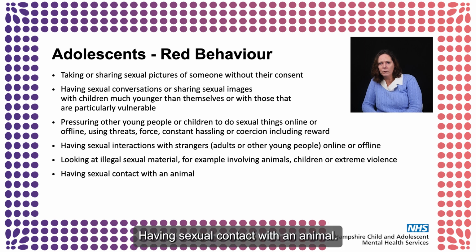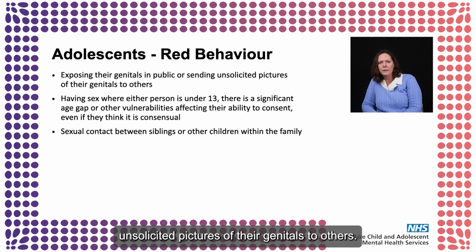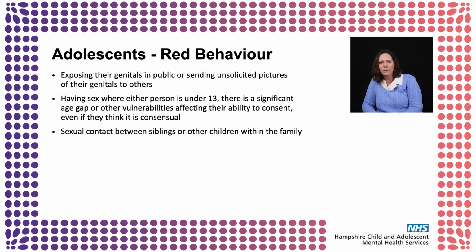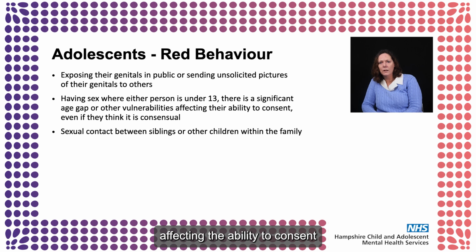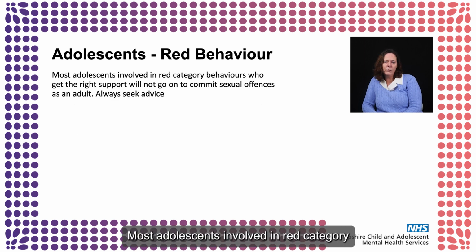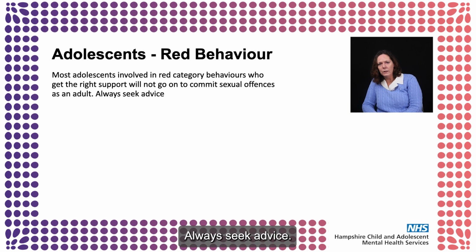Having sexual contact with an animal. Exposing their genitals in public, or sending unsolicited pictures of their genitals to others. Having sex where either person is under 13 or there is a significant age gap or other vulnerabilities affecting the ability to consent, even if they think it is consensual. Sexual contact between siblings or other children within the family. Most adolescents involved in red category behaviours who get the right support will not go on to commit sexual offences as an adult. Always seek advice.